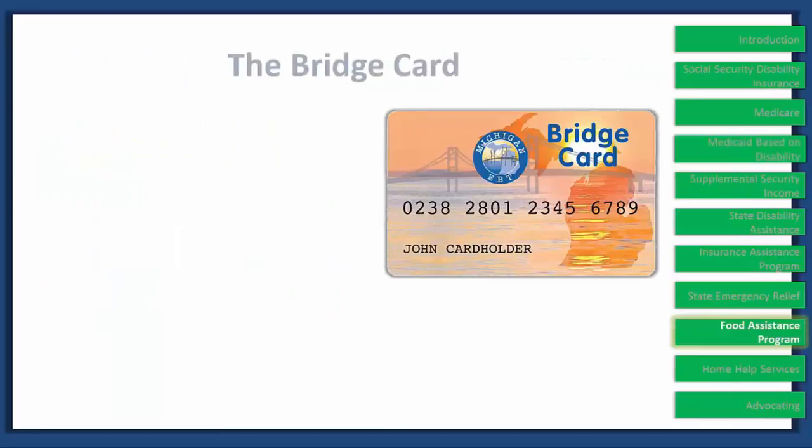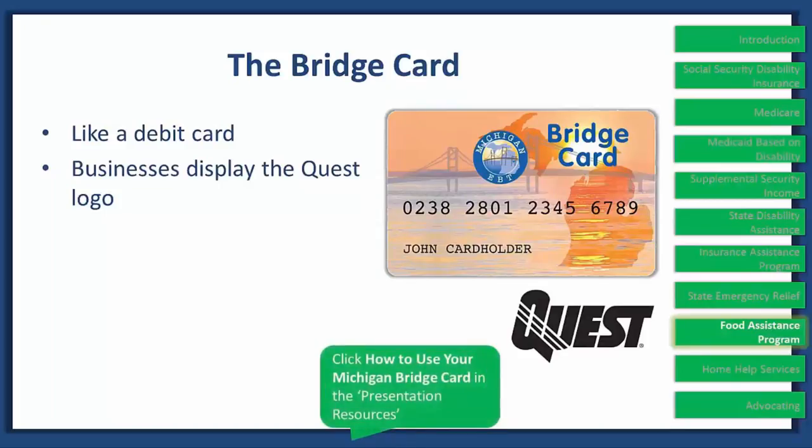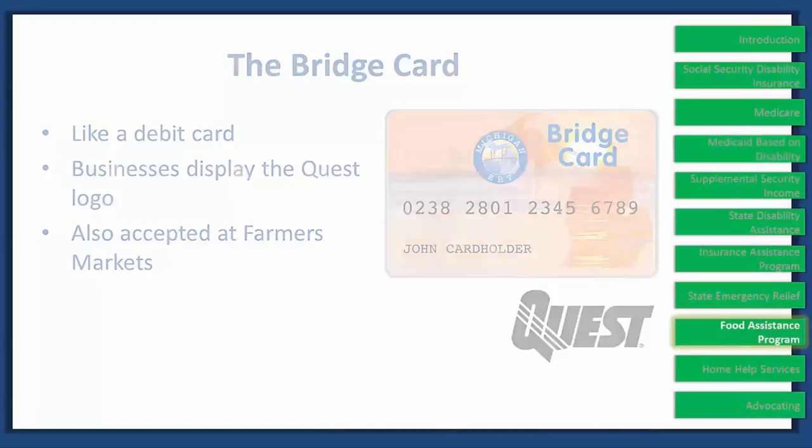Clients who are approved for the food assistance program will get a Michigan Bridge card, which is a debit card they will use to buy food. Businesses that accept the Bridge card display the Quest logo. The brochure How to Use Your Michigan Bridge Card is available in the presentation resources. There are also PDFs for retailers and farmers markets where the Bridge card can be used.